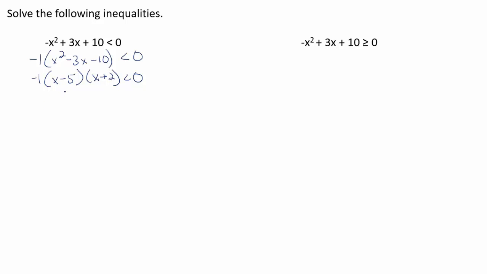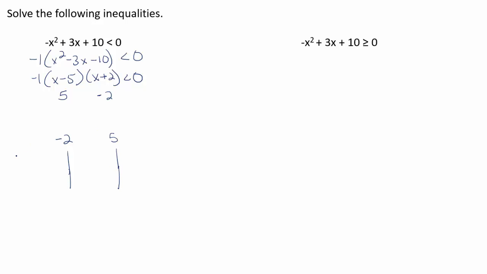So if I set x minus 5 equal to 0, I'm going to get a positive 5. And if I set x plus 2 equal to 0, I'm going to get a negative 2. We always put the negative 2, or the smallest value, on the left. Here's my highest value. And we are going to test these out.